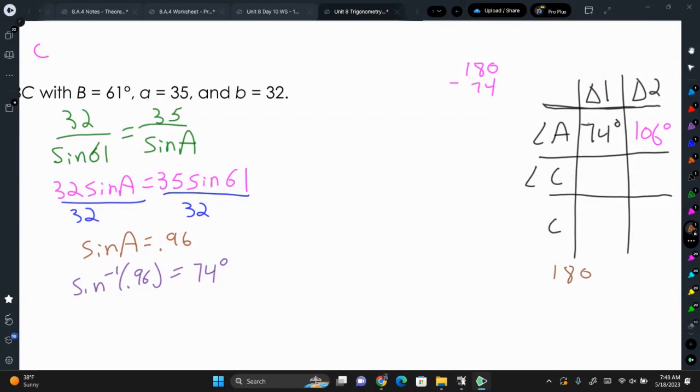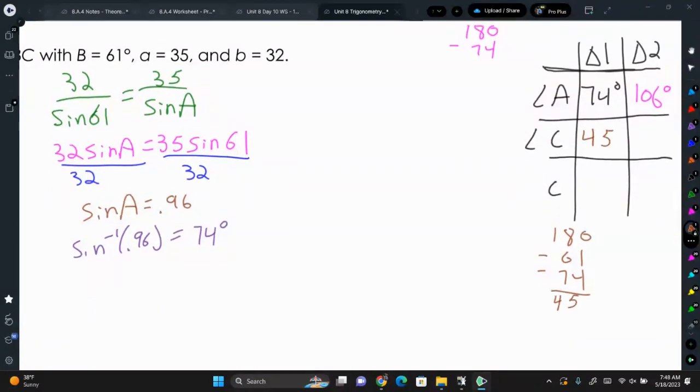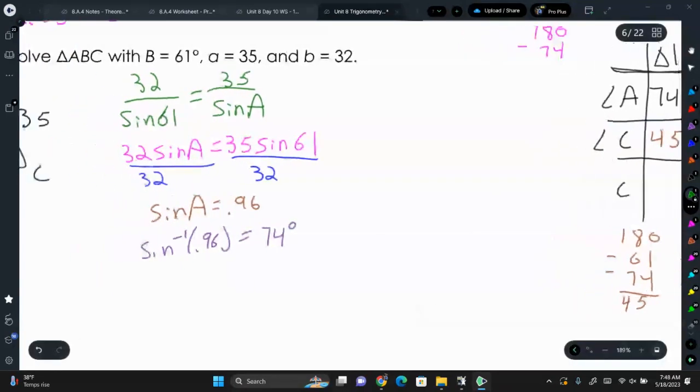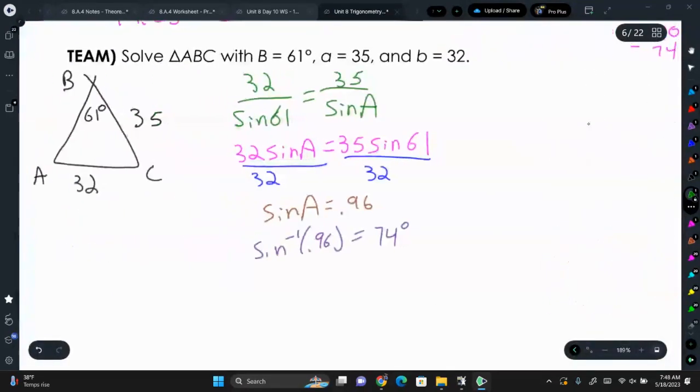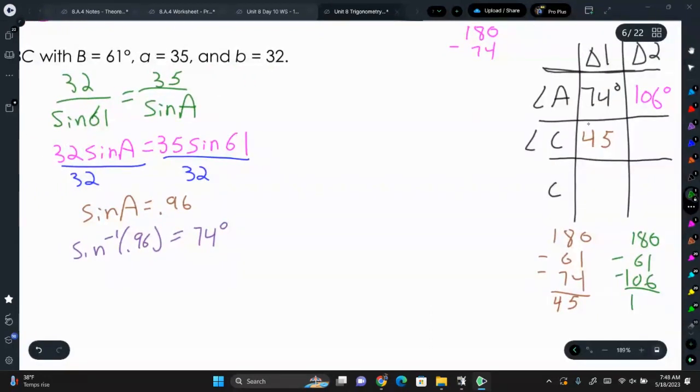So 180 minus 61 minus 74 gives us 45 degrees. Then 180 minus 61 minus 106, that gives us 13 degrees. So now we're going to do the law of sines for both possibilities.